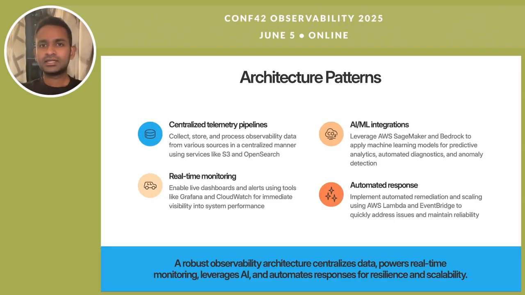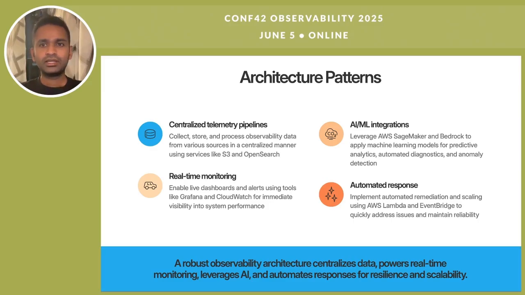So let's understand now some architecture patterns. Centralized telemetry pipelines: we collect, store, and process observability data from various sources in a centralized manner using services like S3 and OpenSearch. And when it comes to real-time monitoring, if you want to enable live dashboards and alerts using tools like Grafana and CloudWatch for immediate visibility into system performance, in this scenario Grafana and CloudWatch stand out.